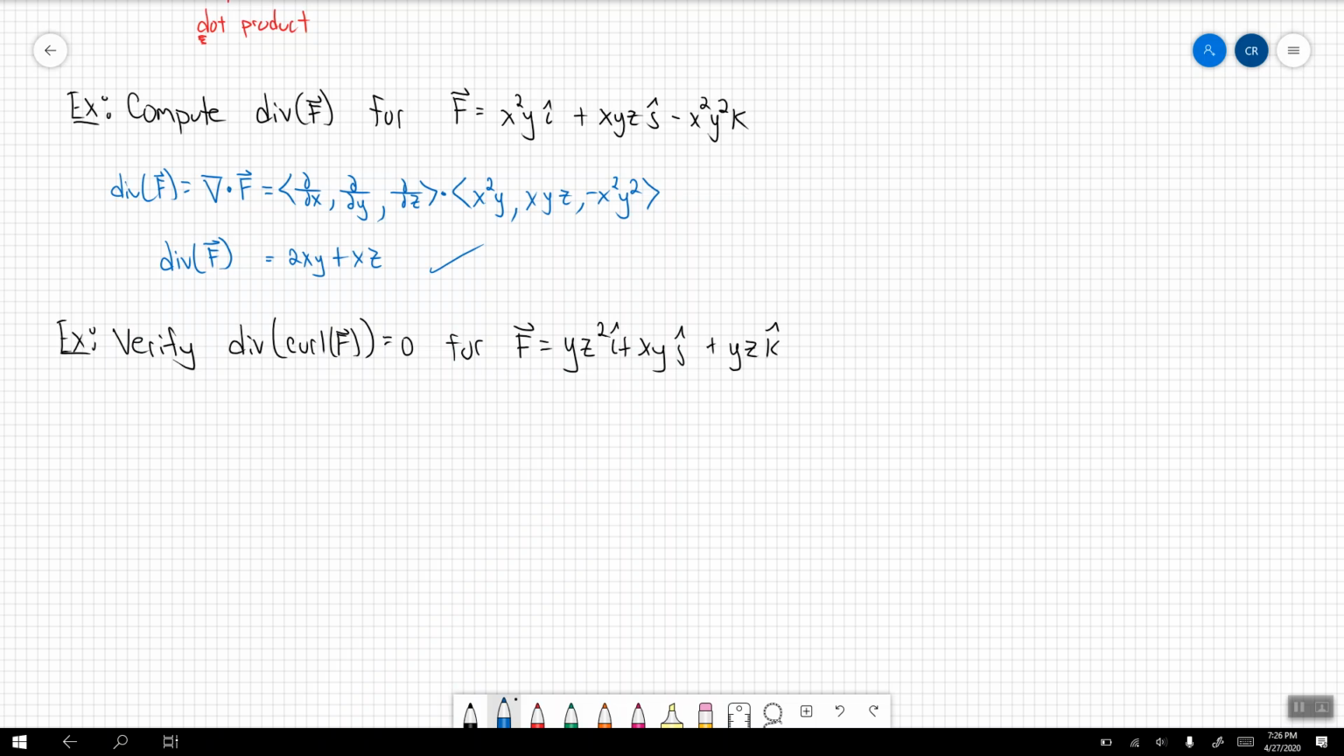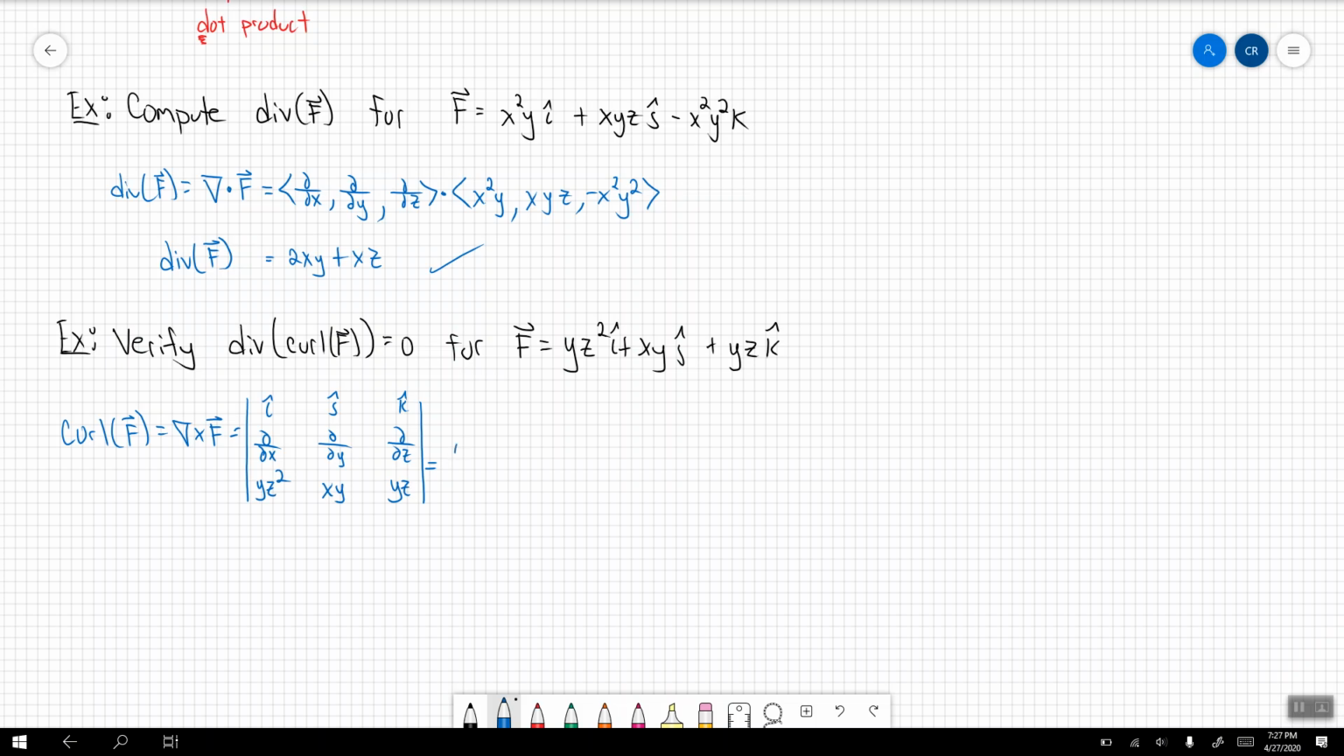So the first thing I want to do is identify what is the curl of f. So let's go ahead and find the curl of f. Now remember, curl starts with a C, therefore alliteration, curl, cross product. We're going to be looking at del cross f. And we have the i component, the j component, and the k component. We have partials, partials, partials, and then we have yz squared, we have xy, and we have yz.